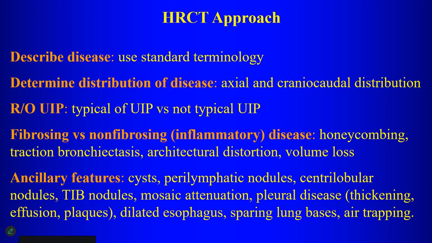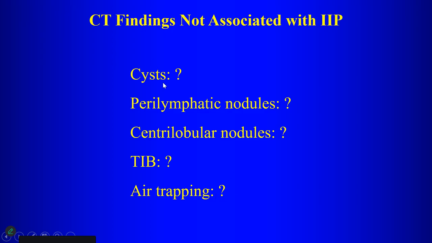Findings of honeycombing, traction bronchiectasis, architectural distortion, volume loss, all of that on CT are manifestations of fibrosing disease. And then we look for ancillary features, because this is also important in terms of the differential diagnosis or what we think the underlying disease might be. All of these things we want to look for because they have implications in terms of what the underlying disease is. So if we see cysts on the CT, what do we think about? What diseases do we consider?